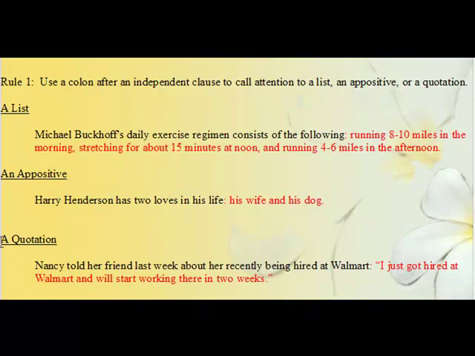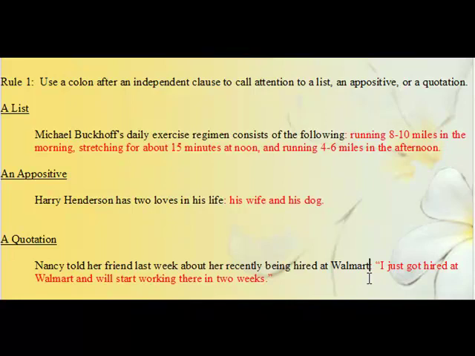A quotation. Nancy told a friend last week about her recently being hired at Walmart: I just got hired at Walmart and will start working there in 2 weeks. So notice the colon directly after Walmart.